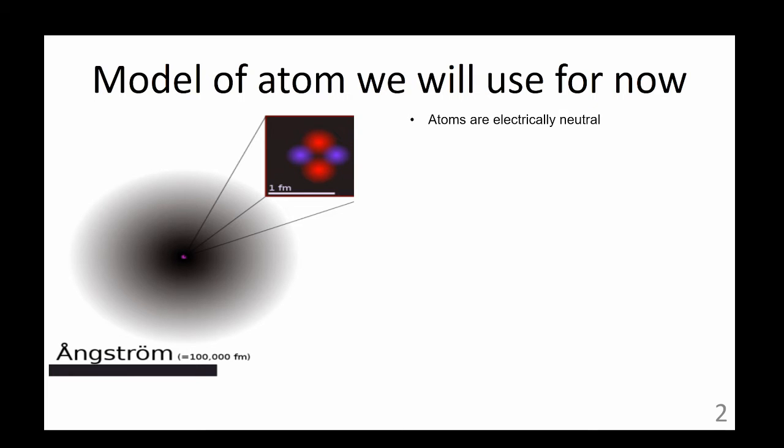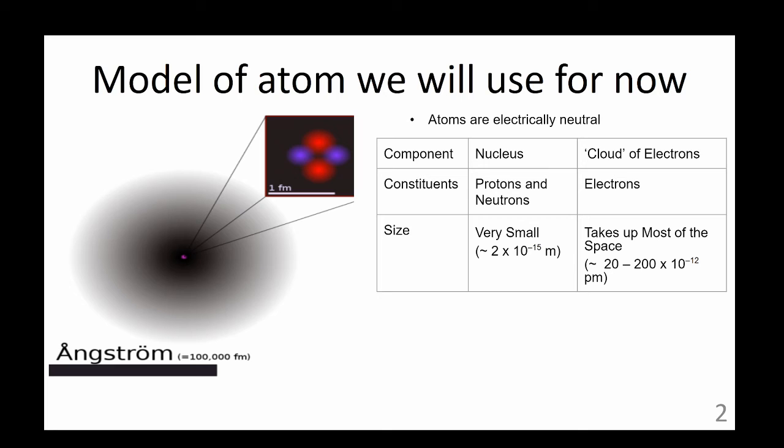As you see in the image here, at the center of the atom we have the nucleus, which takes up a very tiny amount of space. The nucleus is composed of protons and neutrons, while the electrons are found in the cloud surrounding the nucleus, which takes up most of the space of the atom. We will discuss why we refer to it as the cloud of electrons later.